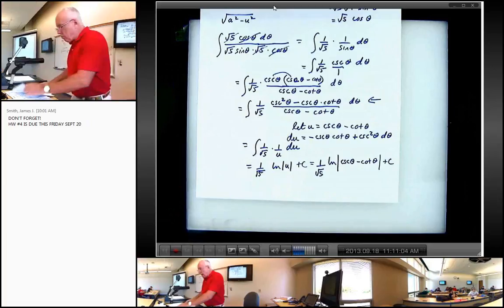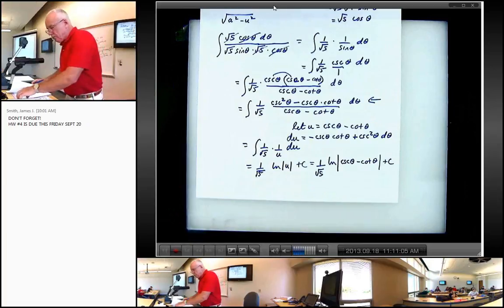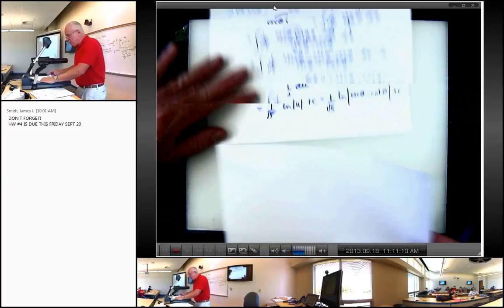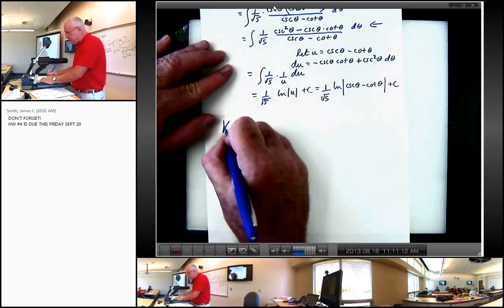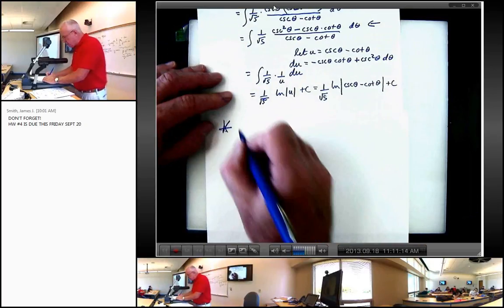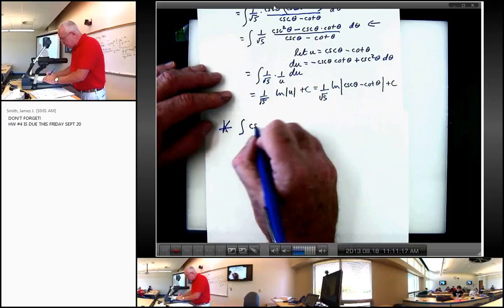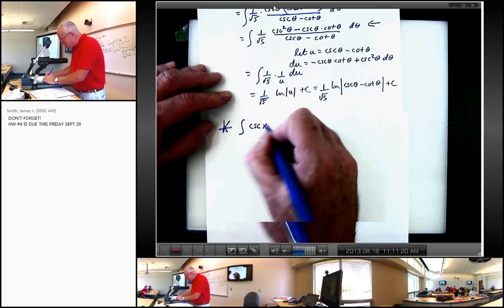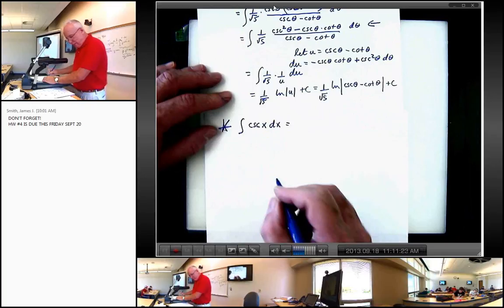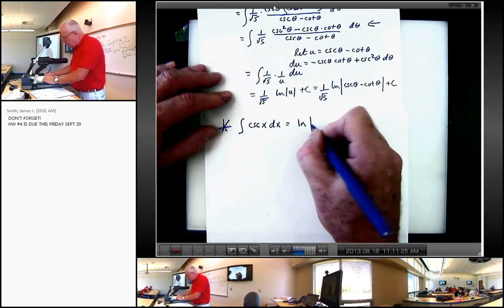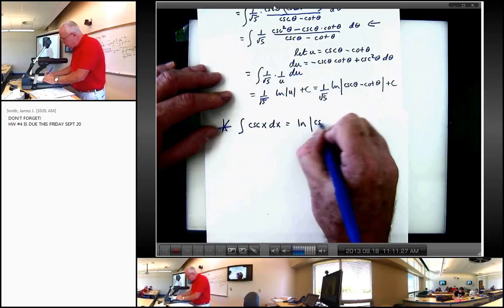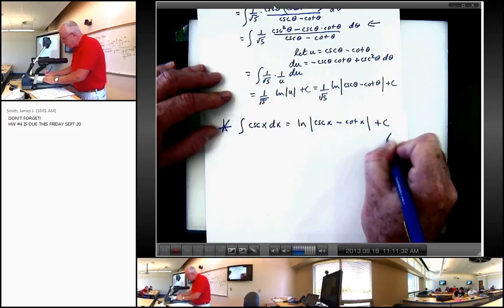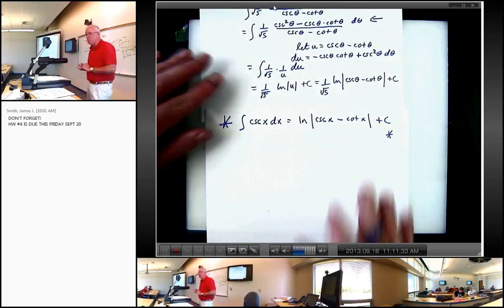So I want you guys to try to internalize this formula if you can. So let me put an asterisk here by this formula. I've done this already, but the bottom line here is the antiderivative of the cosecant is the natural log of the cosecant minus the cotangent plus C. All right.